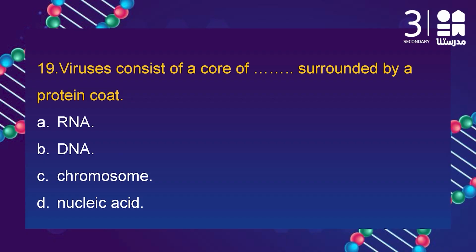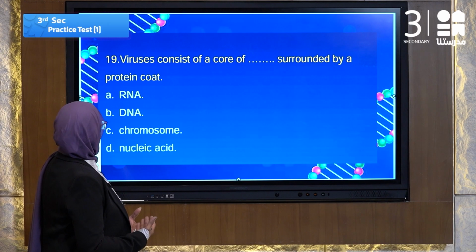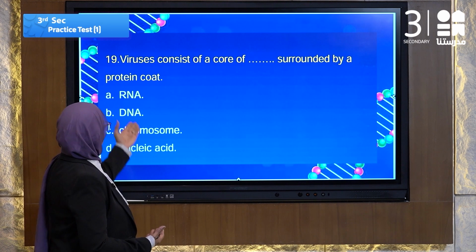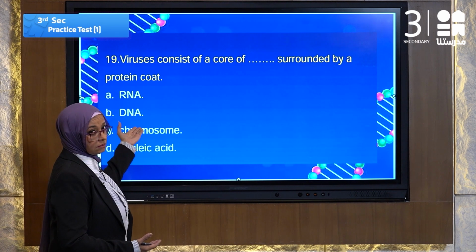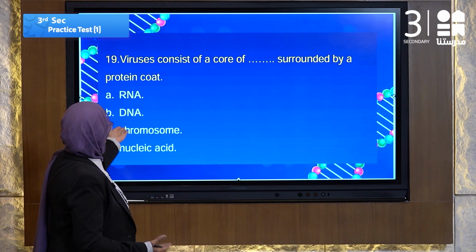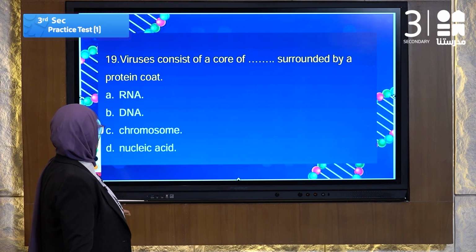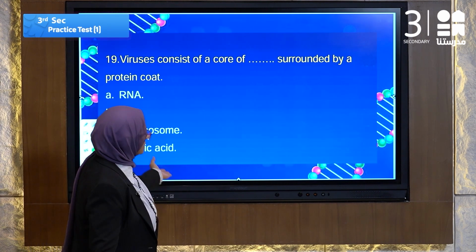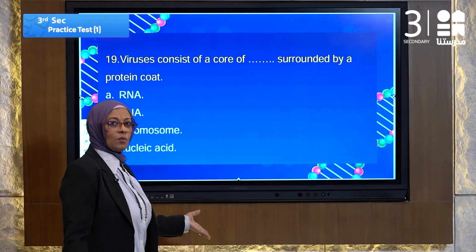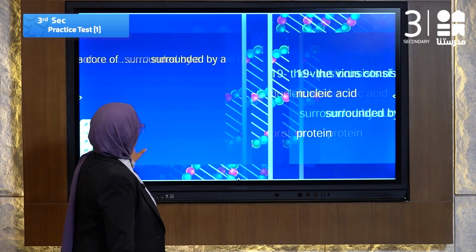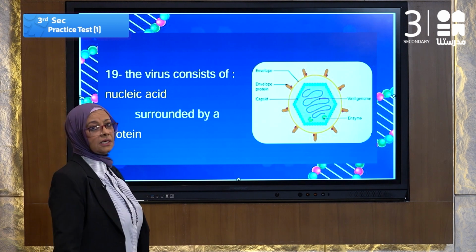19. Virus. A virus consists of a core surrounded by a protein coat. A core means inside. Inside the virus, RNA? DNA, maybe. Chromosome? The virus doesn't have any chromosome inside. D, nucleic acid. What are nucleic acids? Nucleic acid may be RNA, may be DNA.